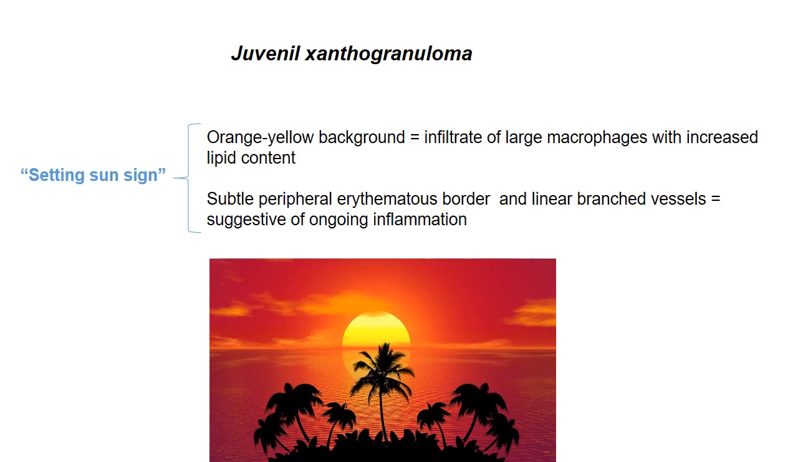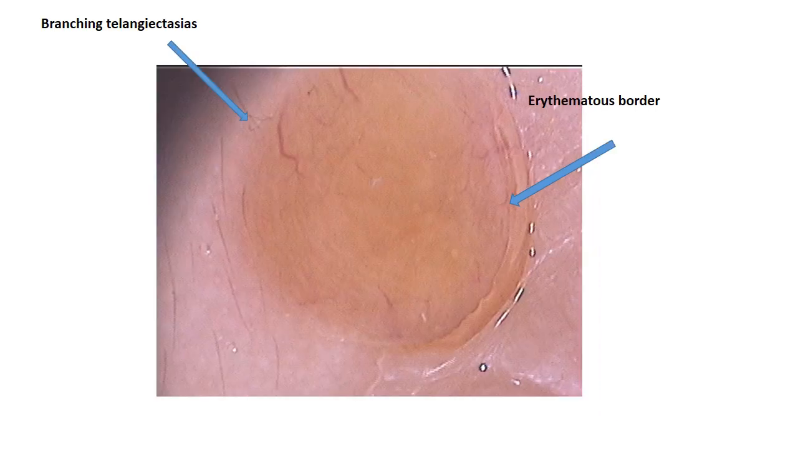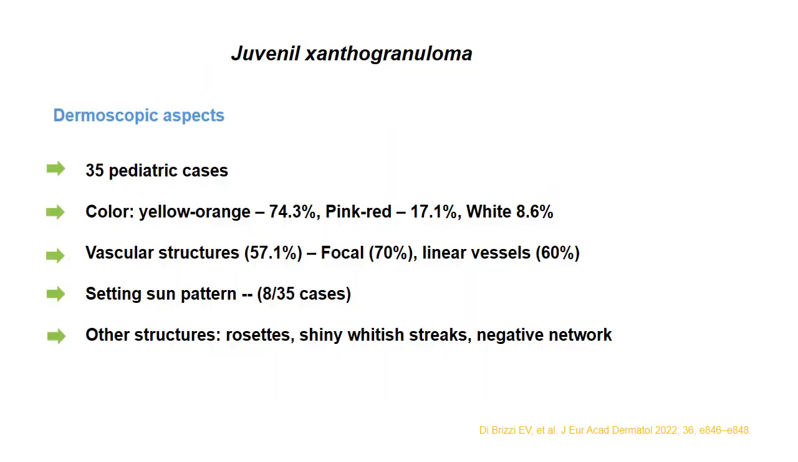Orange to yellow background represents an infiltrate of large macrophages with increased lipid content, while the erythematous border and the vascular structures might be suggestive of ongoing inflammation. Here we can see another lesion with a yellowish background, and also branching telangiectasias and an erythematous border. Of course, other dermoscopic aspects might be present.